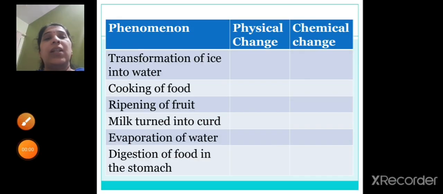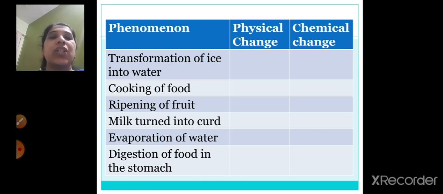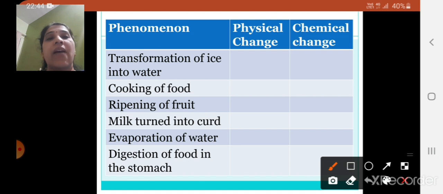So let's look at this table, children. These are phenomena and you have to identify which type of change it is, physical change or chemical change. First one is transformation of ice into water. Tell me, children, which type of change is it? It's a physical change, right? Because ice is getting converted into water, and again it can be brought back to the original form, that is ice, right? And then cooking of food, which type of change is it? It's a chemical change, because a new dish is getting prepared.